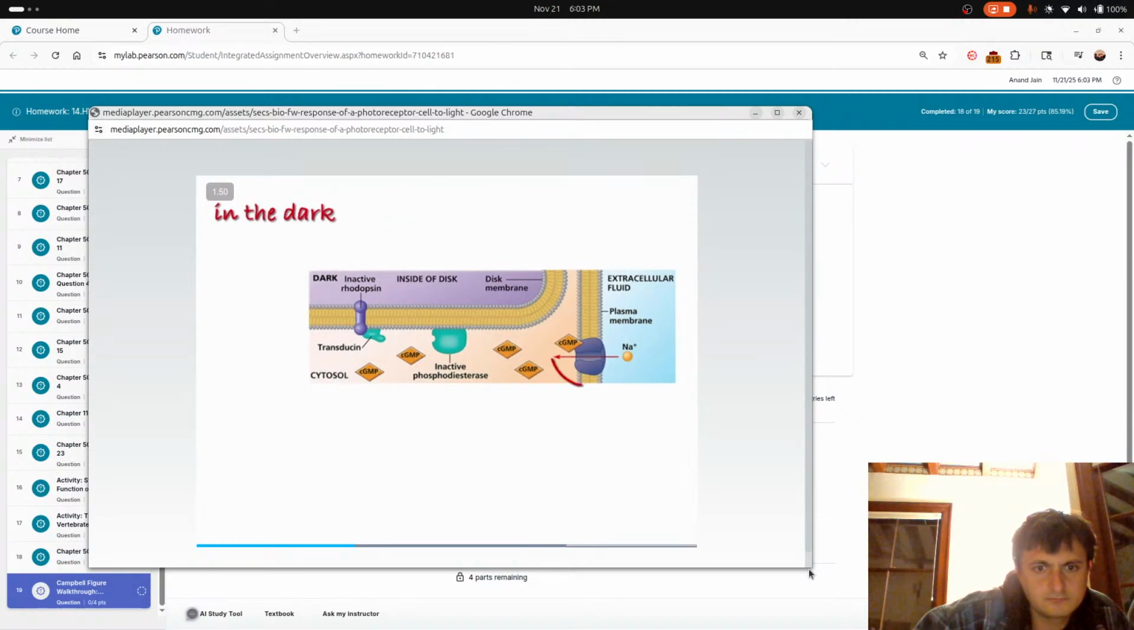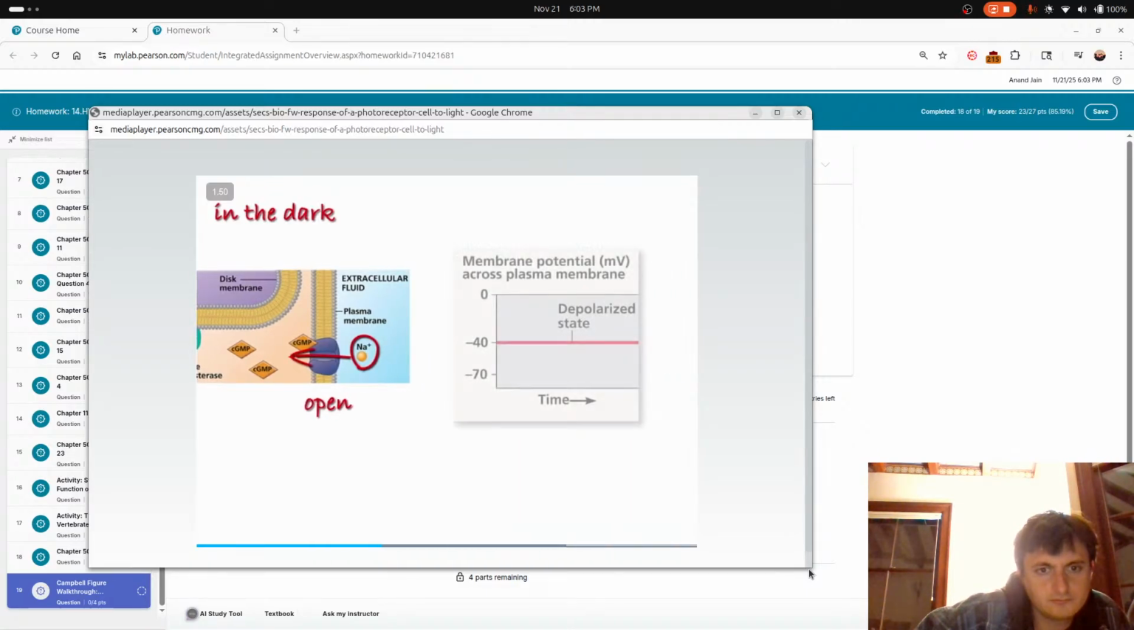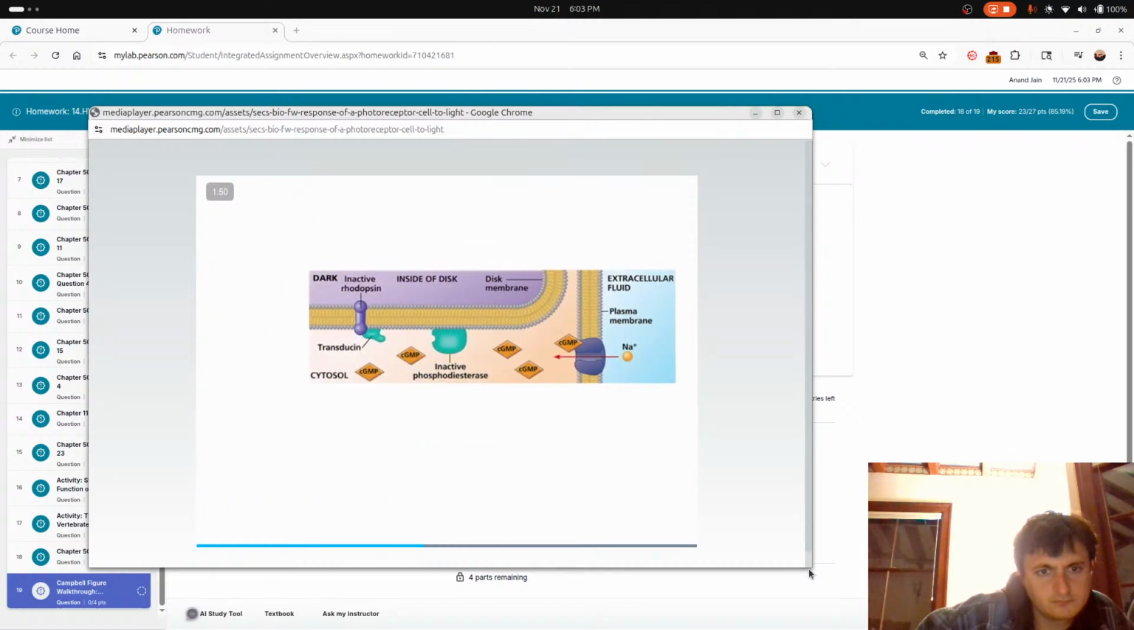Molecules of this cyclic nucleotide bind to the sodium channels embedded in the plasma membrane, keeping these channels open. As a result, sodium ions diffuse freely across the plasma membrane with a net flow into the cell. As the graph shows, the continual influx of sodium ions results in a steady membrane potential of about -40 millivolts. This is a much smaller membrane potential than the -70 millivolts typical of many resting neurons. In this depolarized state, a rod in the dark continually releases the neurotransmitter glutamate. What changes when we step into the light?